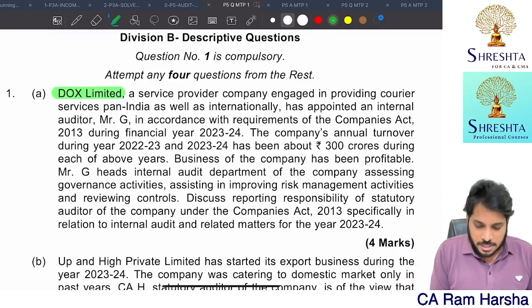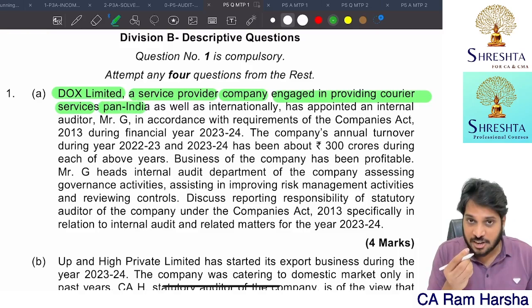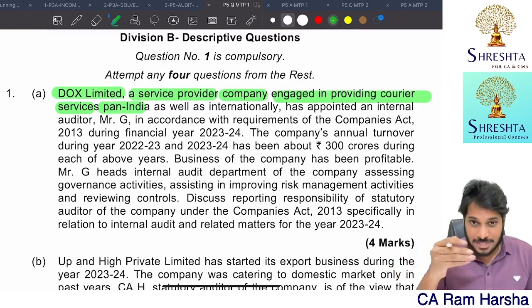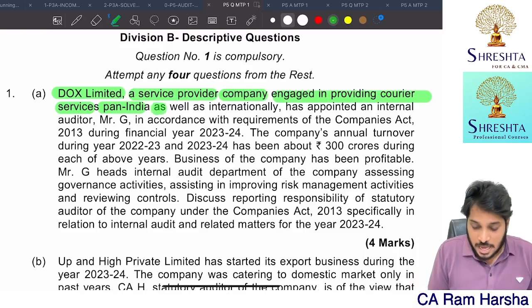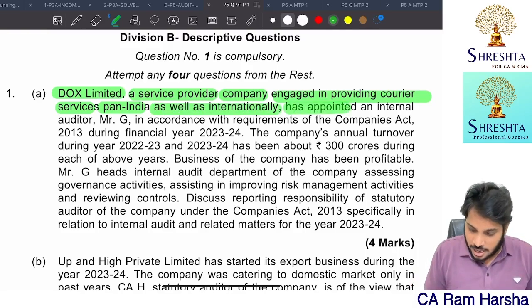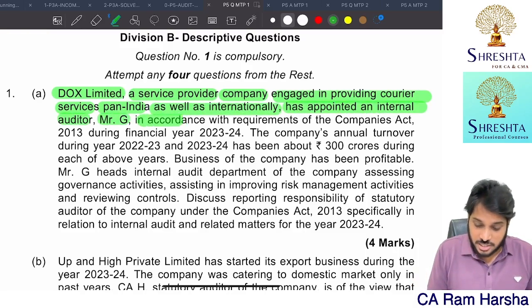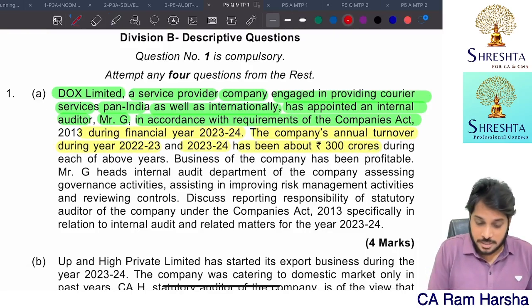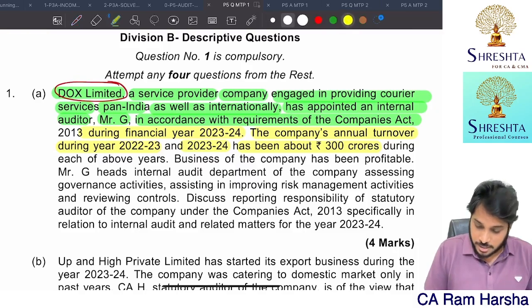Now, Docs Limited, a service provider company engaged in providing courier services pan India. Pan means presence across the nation, not permanent account number. They have presence across India as well as internationally, and have appointed an internal auditor, Mr. G, in accordance with the requirements of the Companies Act. During the year 23-24, the company's annual turnover during 22-23 and 23-24 has been 300 crore. It's a public limited company.